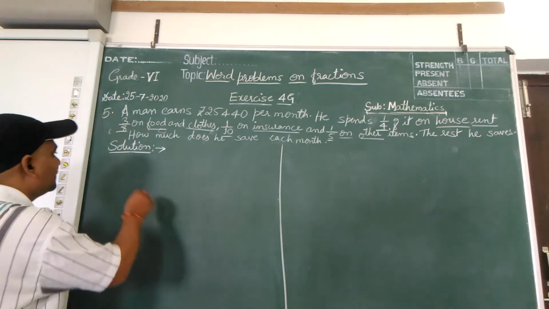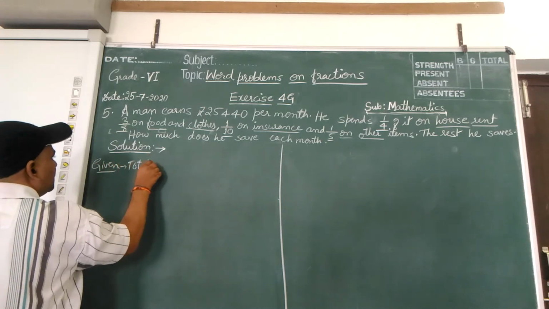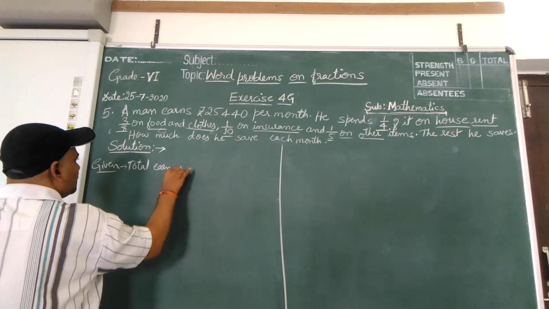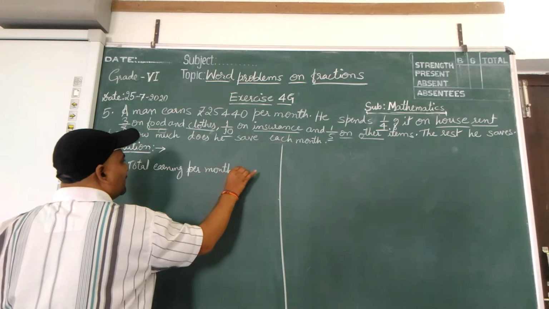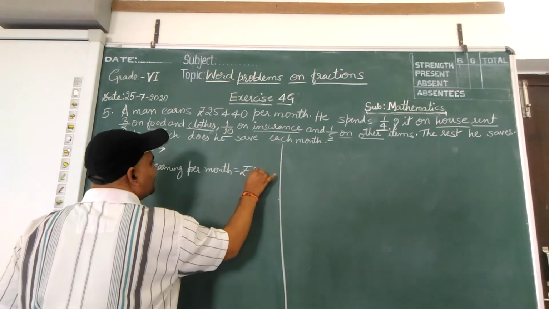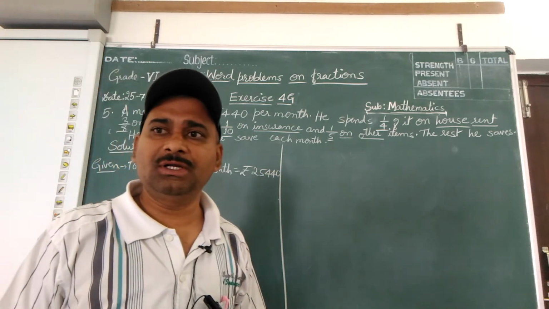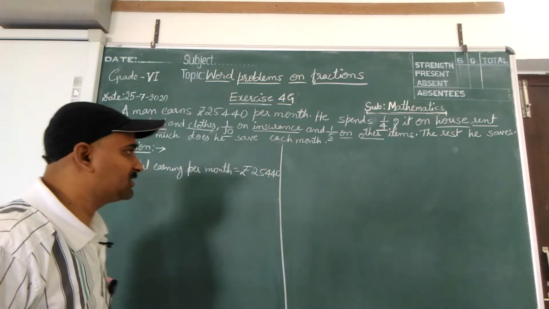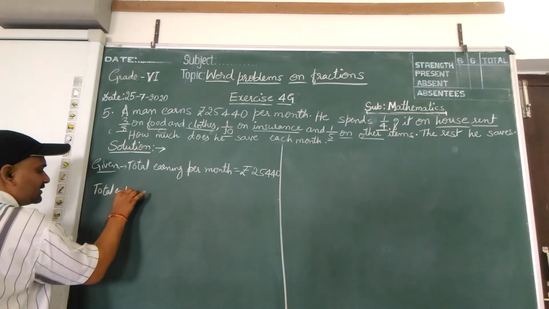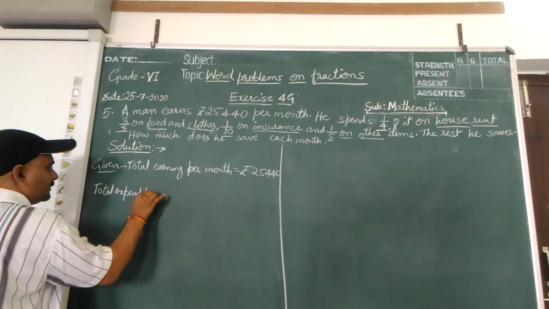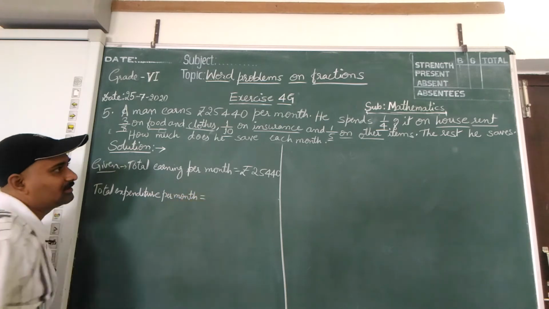So what is given here? Total earning per month is given, that is 25,440. We have to find out the total expenditure also. Let us find it in the form of a fraction only. So, total expenditure. How to find out total expenditure, children?